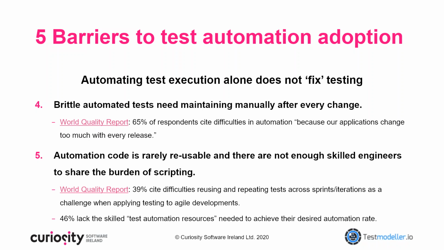Anyway, these are kind of the 5 main barriers that we're seeing to test automation adoption. Hopefully some of these are resonating with you, with the companies you're in at the moment. Certainly with the companies we're working with, this is kind of how we're seeing the landscape at the moment.